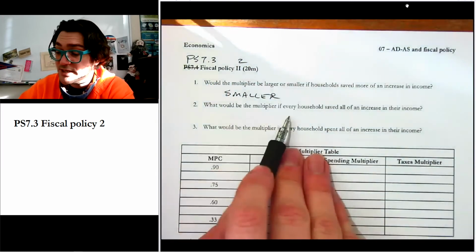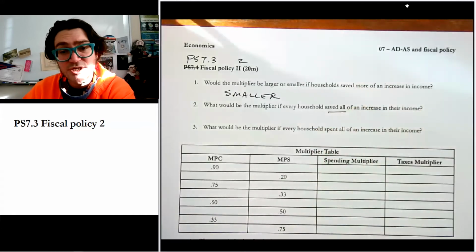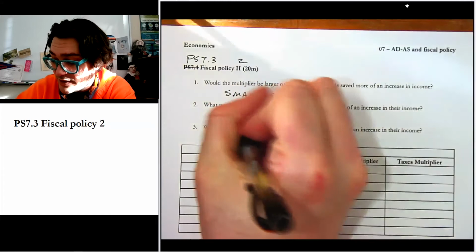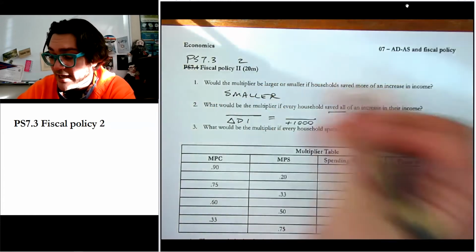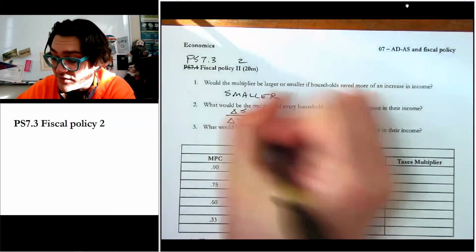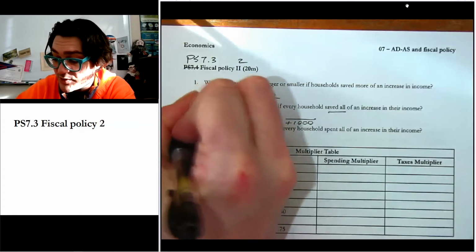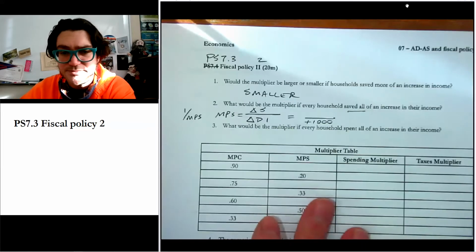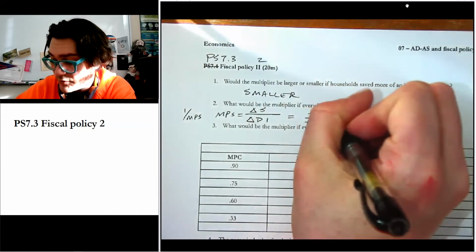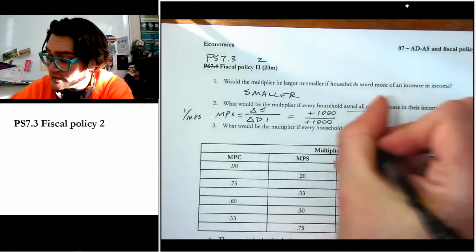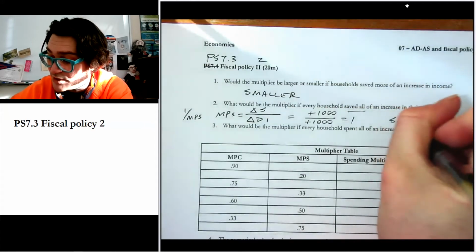The second one, what would the multiplier be if they saved all of an increase in their income? So let's say I gave you change in disposable income, a $1,000 increase. And for change in savings, this is the MPS, right? And we know that 1 over the MPS is the spending multiplier. And so it's the reciprocal. If I said that you saved all of it, so here, this would be 1. And so 1 over 1, the spending multiplier would be equal to 1.